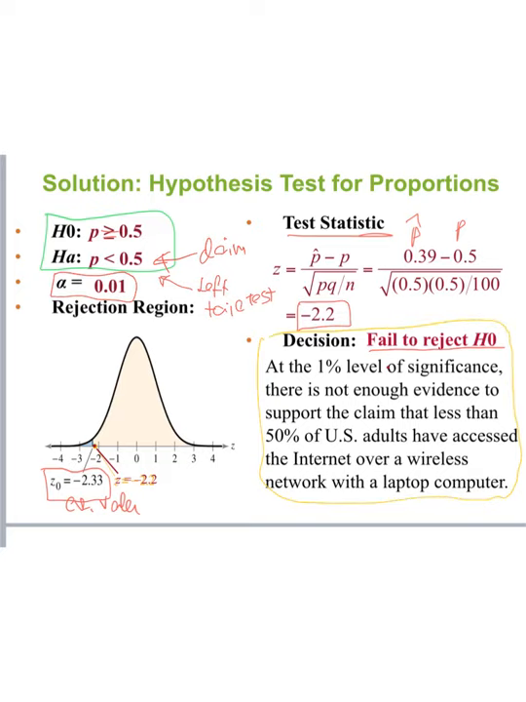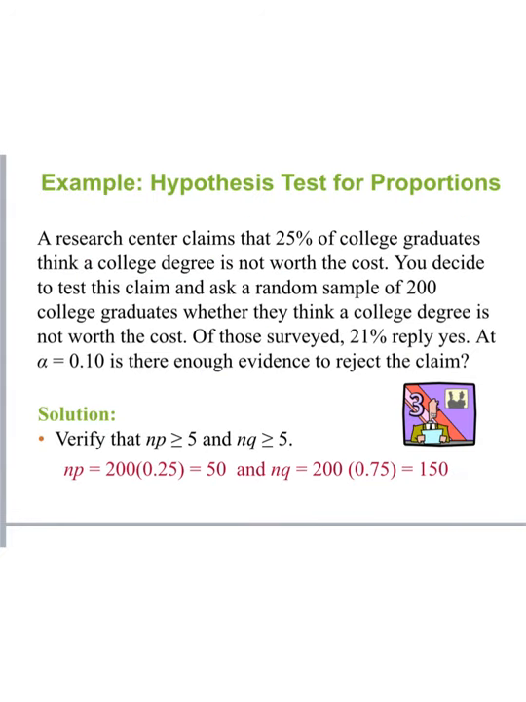So these are the procedures, do them step by step. Let's take a look at the next problem. A research center claims that 25% of college students think a college degree is not worth the cost. You decide to test this claim and ask a random sample of 200 college graduates whether they think a college degree is not worth it. Of those surveyed, 25% reply yes. So that's your p-hat here.